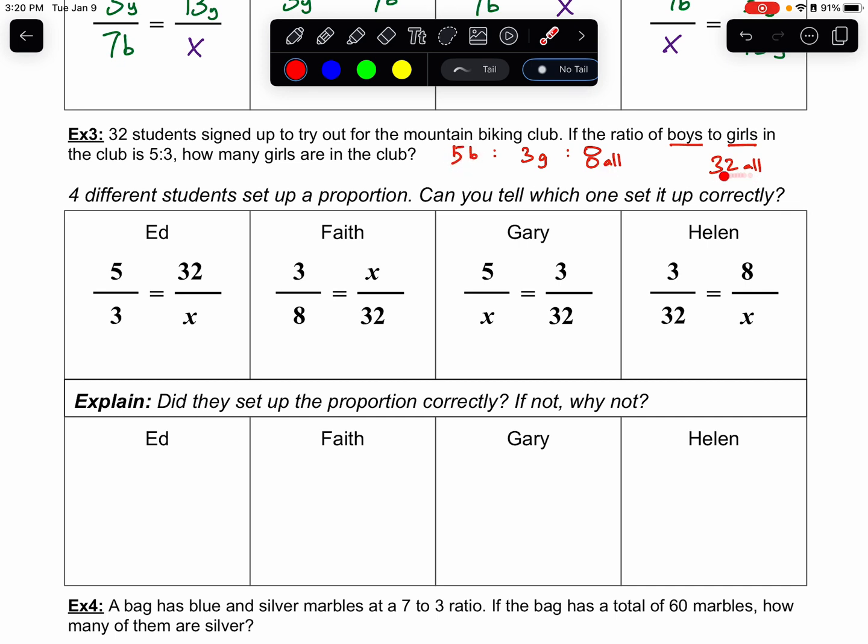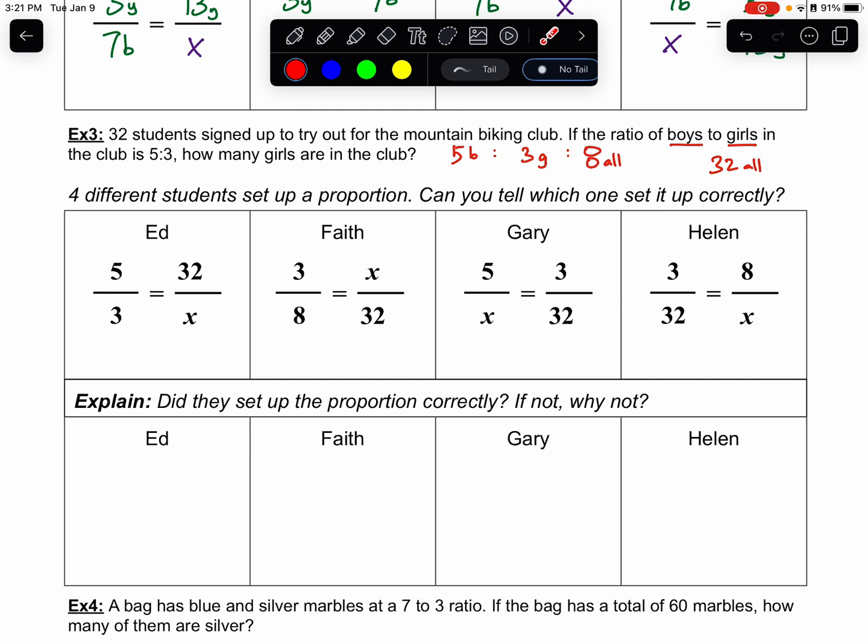What is 32 then? Well, 32 is the actual number of students. Do we know the actual number of boys? No, we have no idea. Do we know the actual number of girls? No. That's what we're trying to figure out. But we do know the actual number of students, and we know the ratio of all students, which would be 8.